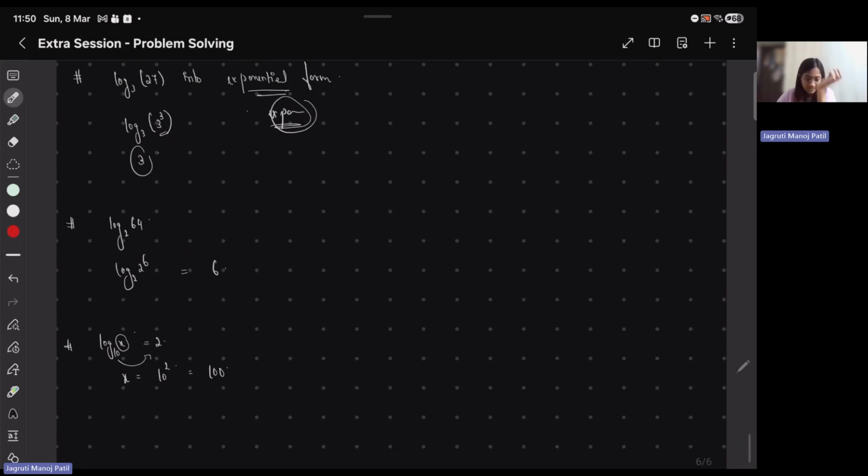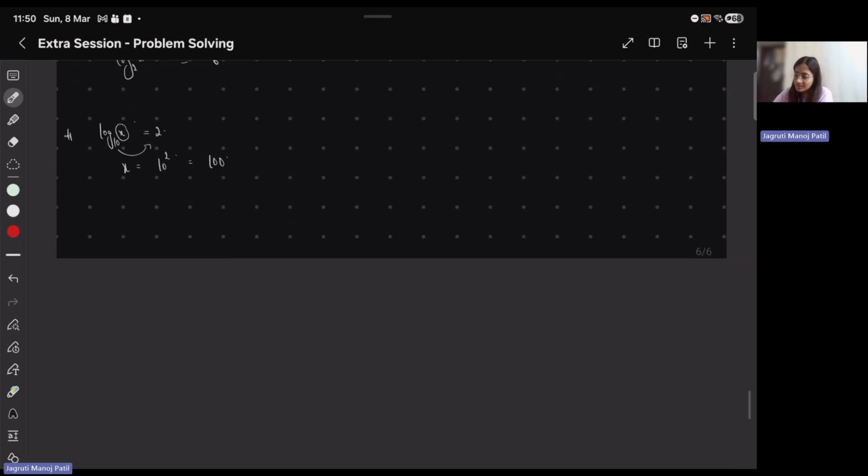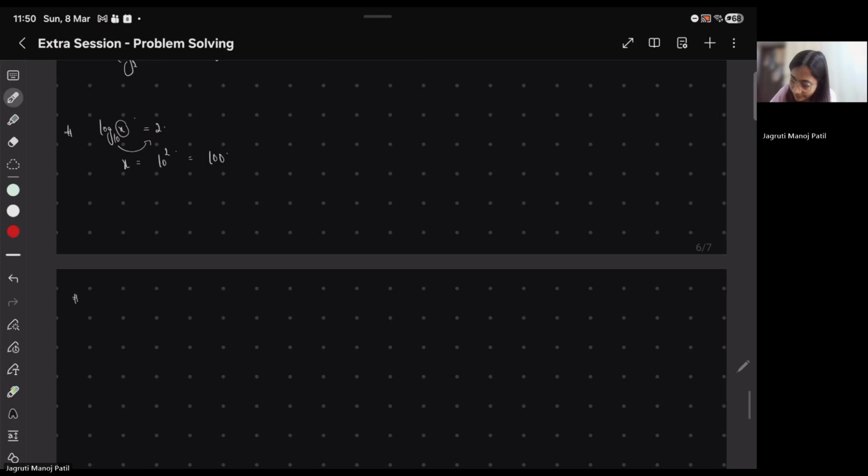Next question is pretty nice. You need to simplify this term: ln of e cubed. Okay, how do you do that? Since it's ln, this is log base e, and it's written as e raised to 3. Both are the same bases, so you can directly take the exponent outside. So you have 3.